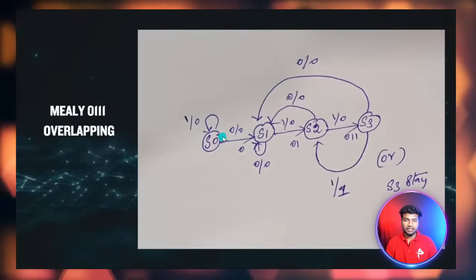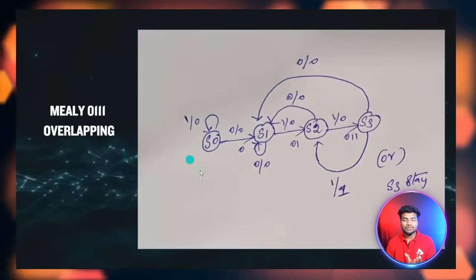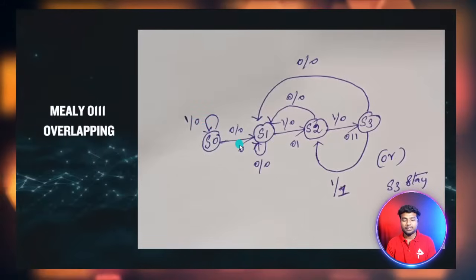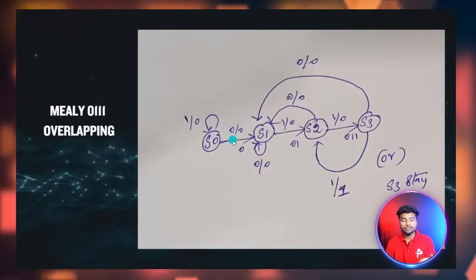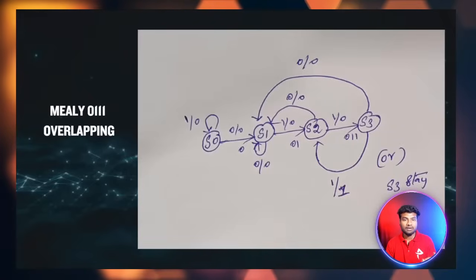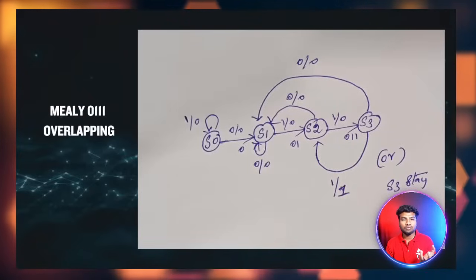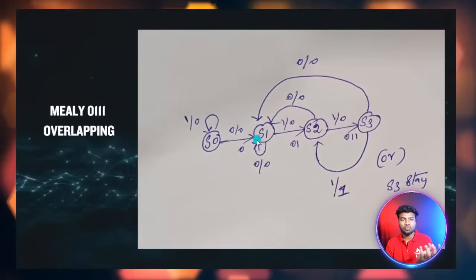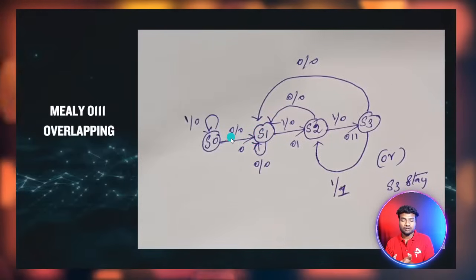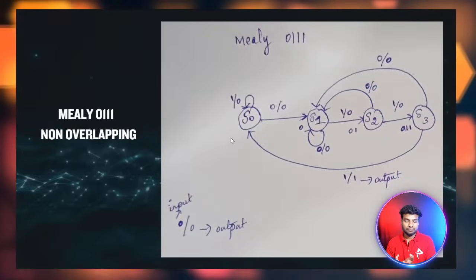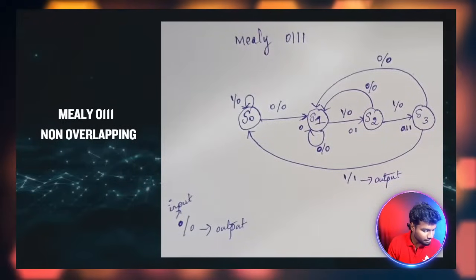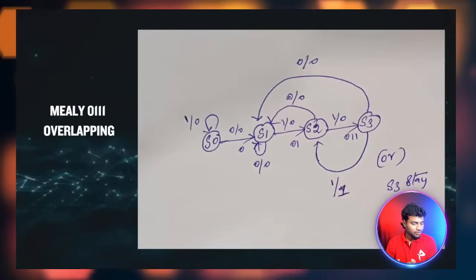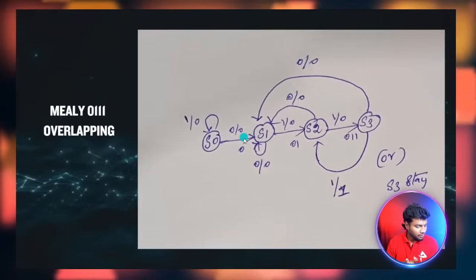Okay, in the S1 state, if the input is 1, I stay in the S1 state. If my input is 0, this is the correct input for my first state, so I want to move to the next state. Here you can see the arrow mark refers to moving to the next state. My input is 0, and then my output is also 0.